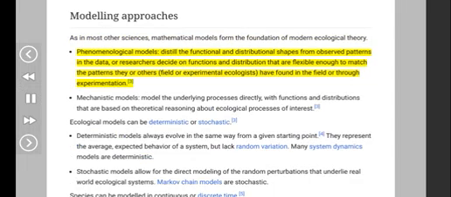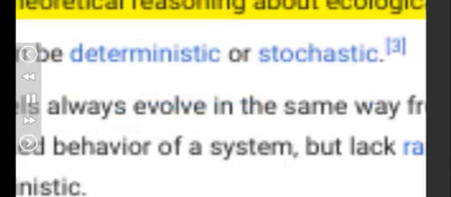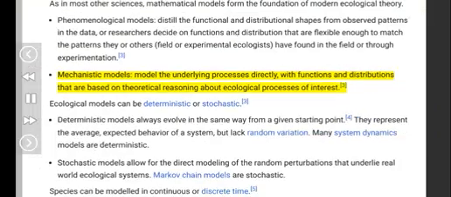Phenomenological models distill the functional and distributional shapes from observed patterns in the data, or researchers decide on functions and distributions that are flexible enough to match the patterns they or others, field or experimental ecologists, have found in the field or through experimentation. Mechanistic models model the underlying processes directly, with functions and distributions that are based on theoretical reasoning about ecological processes of interest. Ecological models can be deterministic or stochastic.